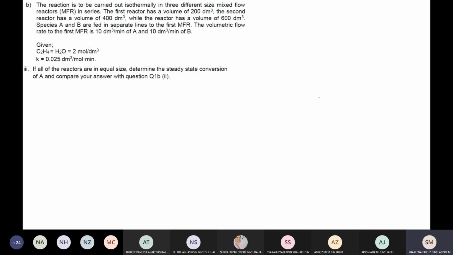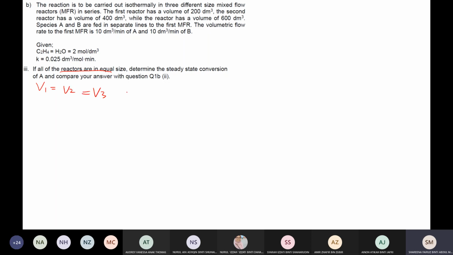Okay, so number 3 ni, this one dia tak direct. So you kena faham dia soalan. If all of the reactors are in equal size, determine the steady state conversion of A and compare your answer with question 1B2. Okay, so sekarang ni dia kata if all of reactors are equal size, means that V1 akan equals to V2 is equal to V3.